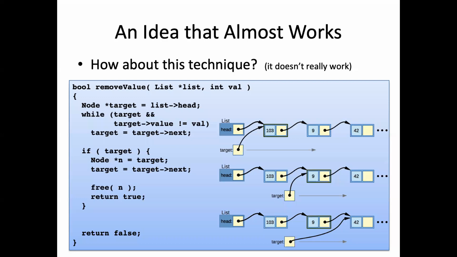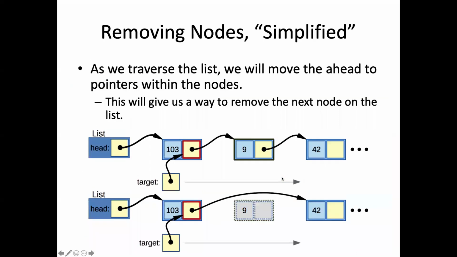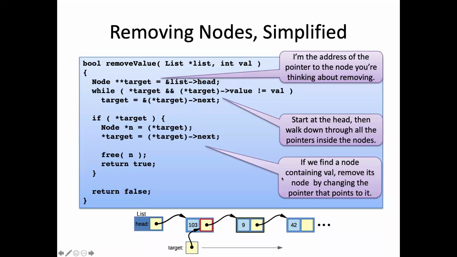Our next bit of code, let me back up a couple of slides. This was the implementation that didn't work. We tried to find a pointer to the node we want to remove, and then the problem was we couldn't remove it just having a pointer to the node. Instead, I'm going to take the same variable target, but I'm going to change its type so that it points not directly to the node I want to remove, but to the pointer I need to change to remove that node. And here's what it takes to do that.